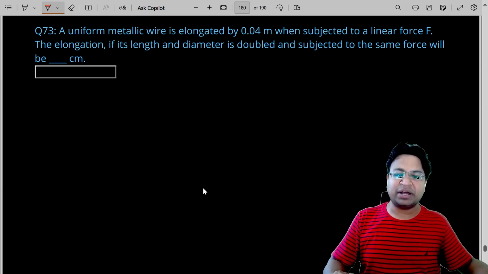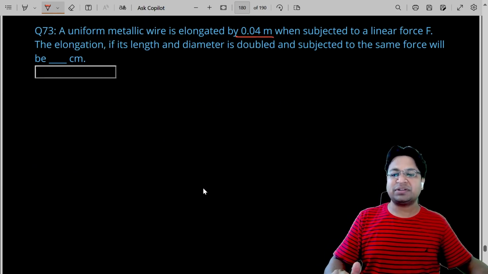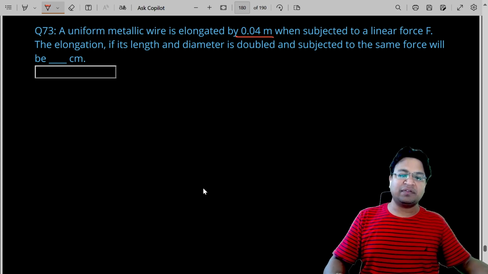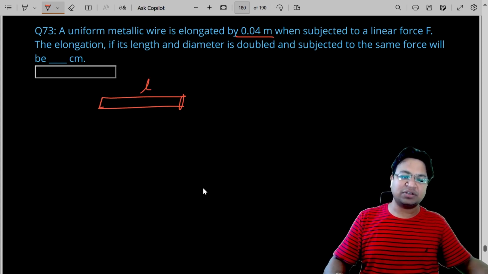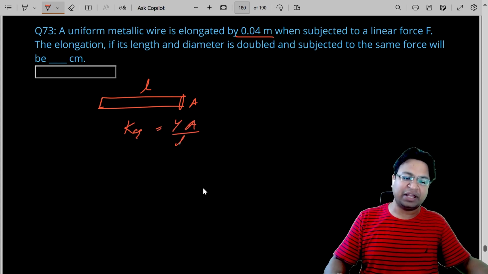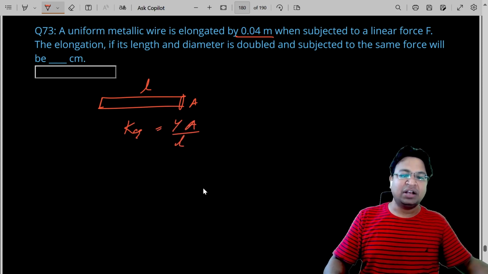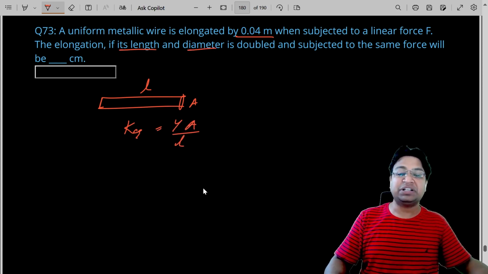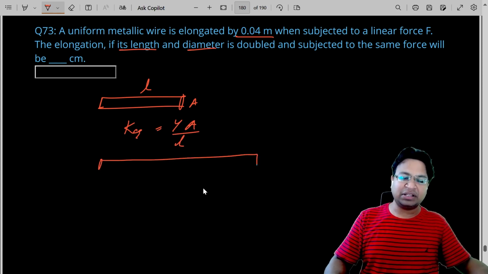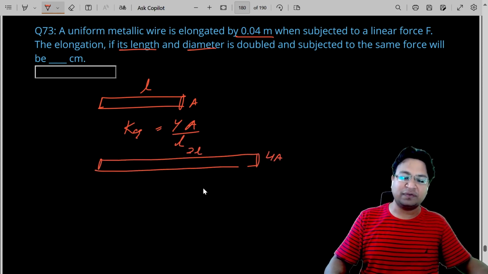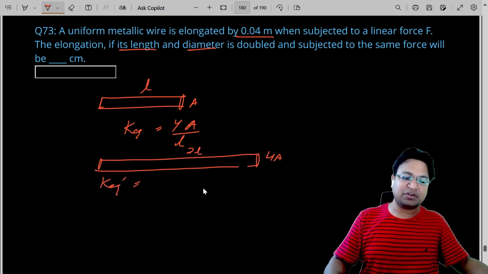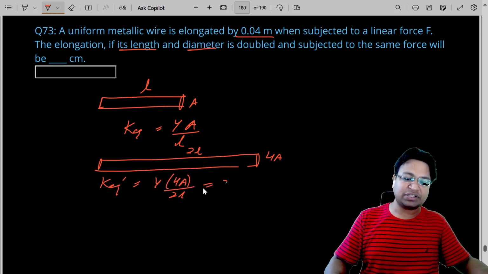It says a uniform metallic wire is elongated by 0.04 meter when subjected to a linear force. Let's say the length was L and the area was A. So the spring constant for this would be Young's modulus into A by L. Now the question says that the length and diameter have been doubled. So if we double the length and double the diameter, we change L to 2L, but we change the area to 4A, which means the spring constant has now become two times its initial value.